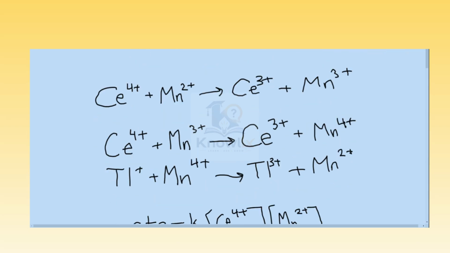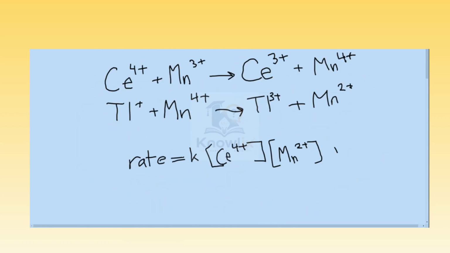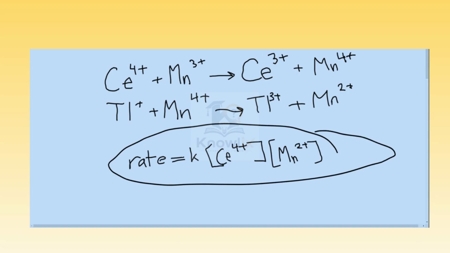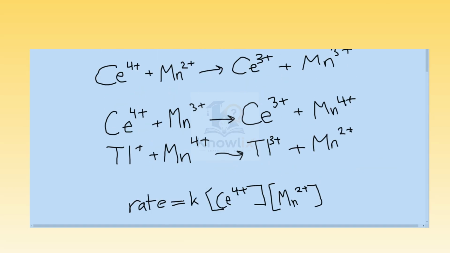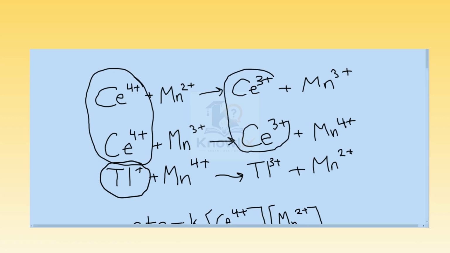However, if we add a catalyst, we will have this mechanism right here, which is a lot more favorable, and we will have this rate law. So let's take a look. Let's identify all the components here. The cerium and the thallium here are the reactants. The cerium and the thallium here are the products.